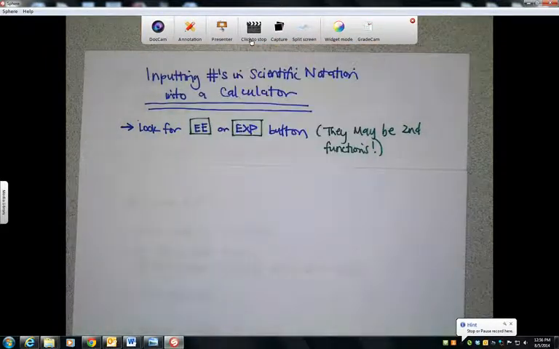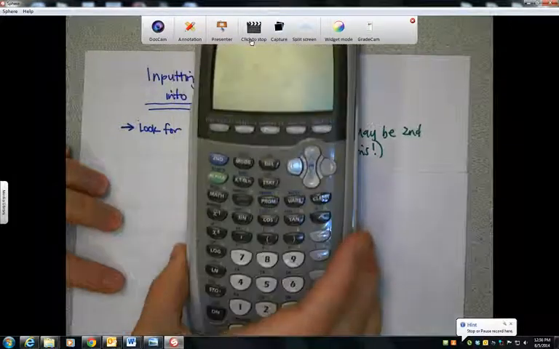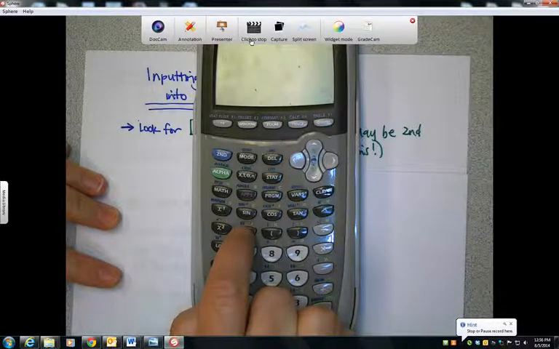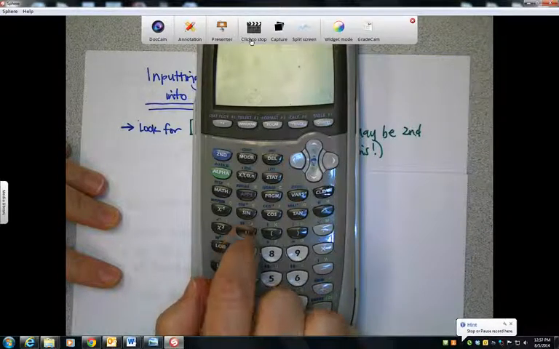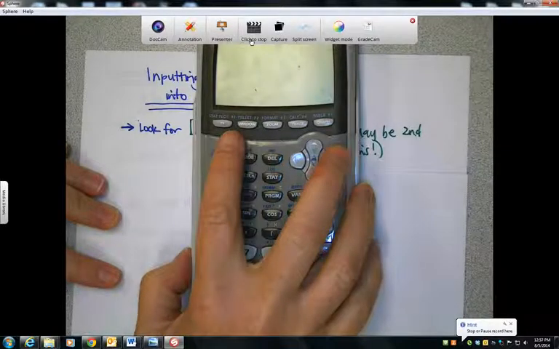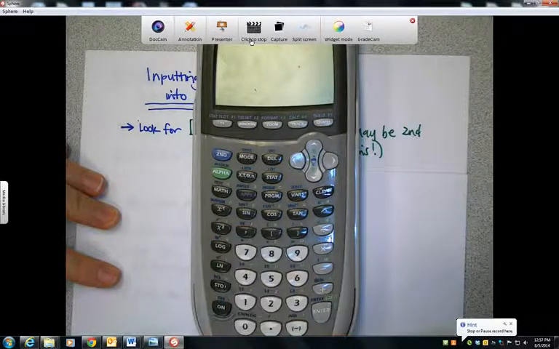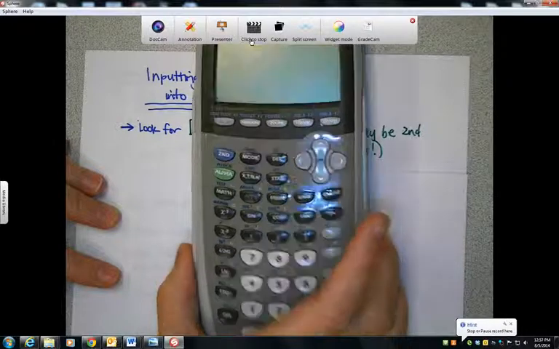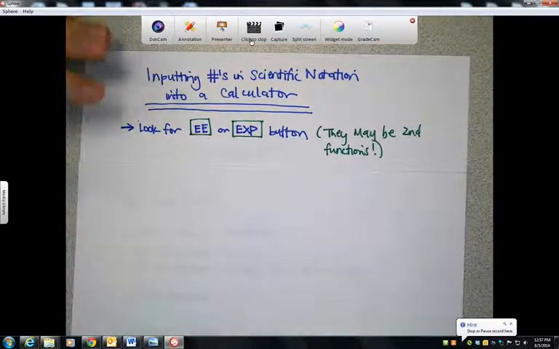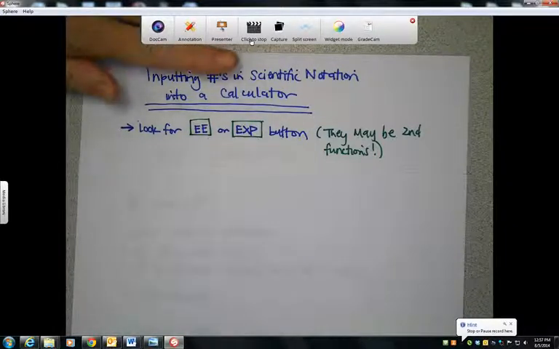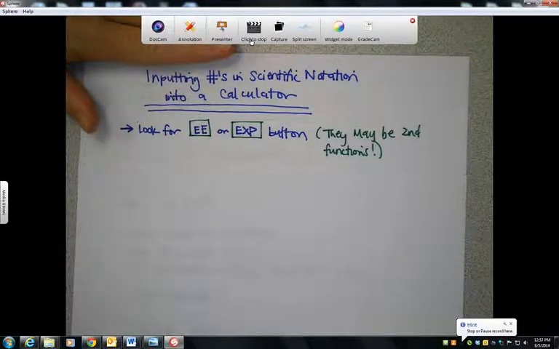Most of you probably have this calculator right here, which is a TI-84. Notice the EE button is right here. In fact, it's a second function, which means you don't have a dedicated button for EE. You'd have to push the second function and then this button to get an EE. So you need that button in order to enter a number in scientific notation into your calculator easily. If you don't have that button, it's going to be more difficult, and you're going to have to come see me so I can explain how you can put a number in scientific notation without it.